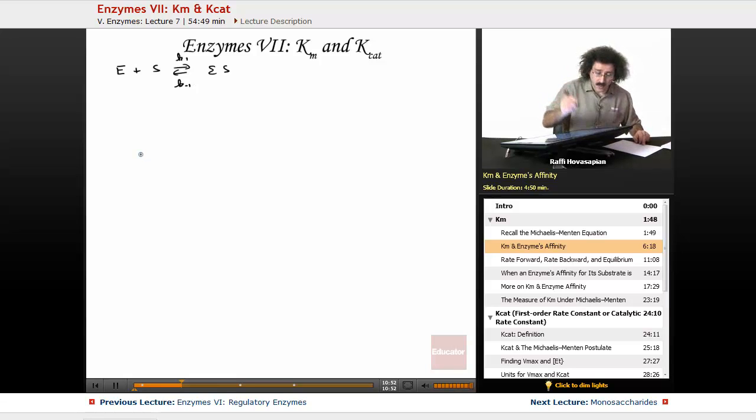Now, the forward rate, and you remember anytime we write a rate law, it is going to be some constant times the concentration of the reactants. In the forward direction, the enzyme and the substrate separately are the reactants.